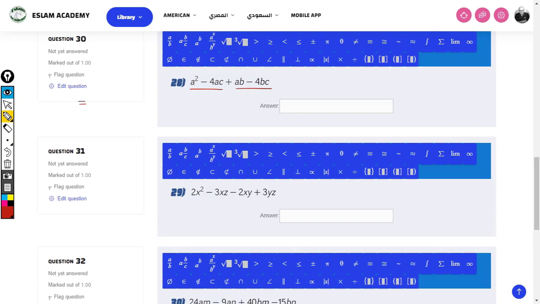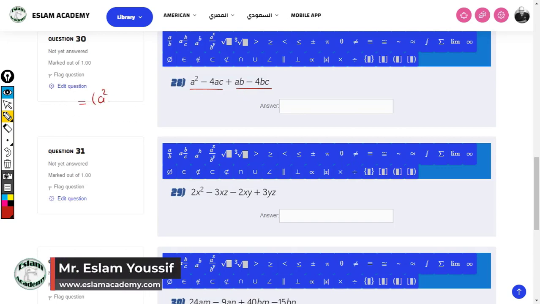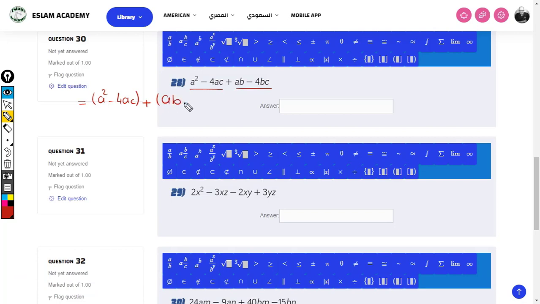So it will be, just write the first group, a power 2 minus 4ac. The sign between the groups in all of the questions will be plus. ab minus 4bc. The first group will have a as a common factor. a power 2 divided by a equals a. Negative 4ac divided by a, it will be negative 4c. Common factor of the second group will be b. ab divided by b equals a. Minus 4bc divided by b equals negative 4c.